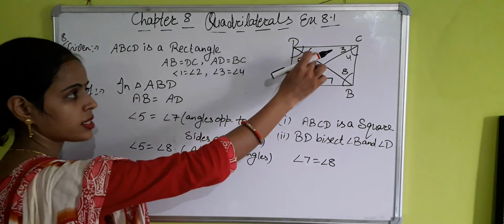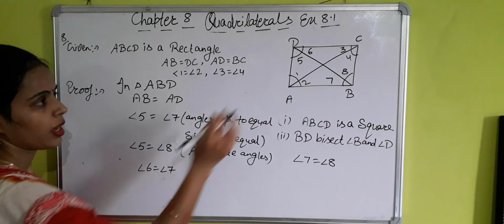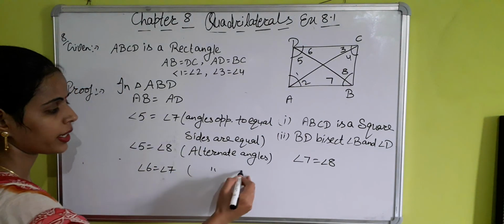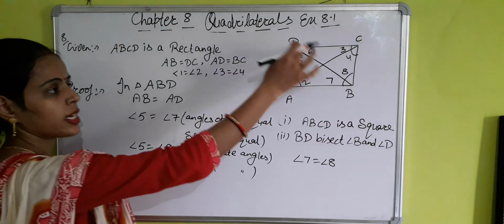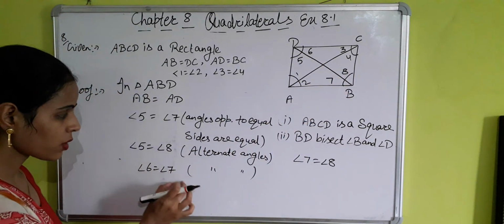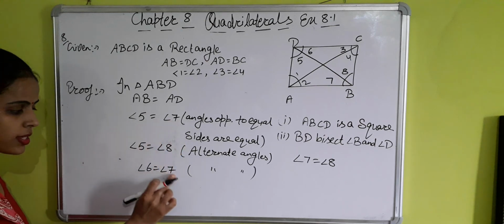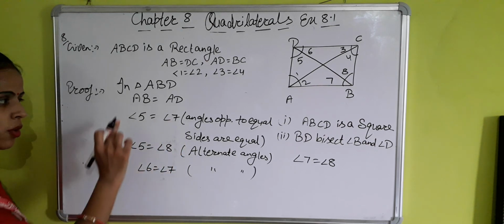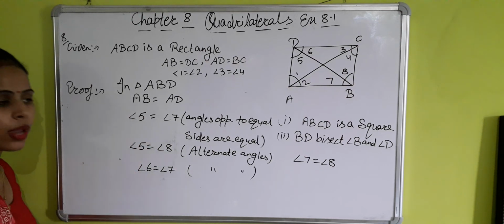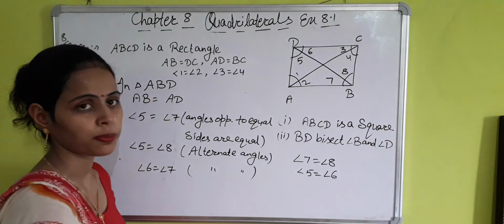Angle 6 is equal to angle 7. Why? Alternate angles. 6 and 7 are alternate, 5 and 8 are alternate. Angle 6 equals angle 7. 7 equals 5, 7 equals 6. From these two equations, we can say that angle 5 is equal to angle 6.